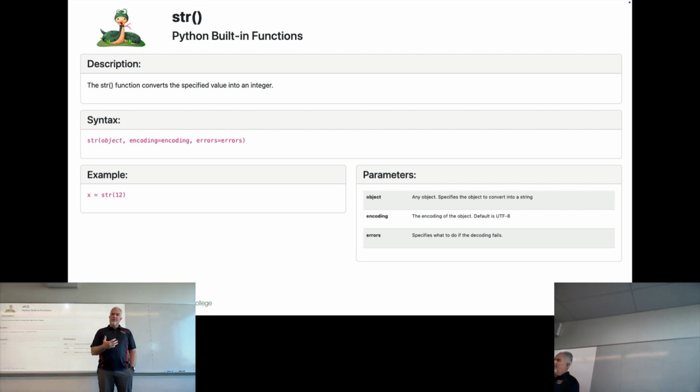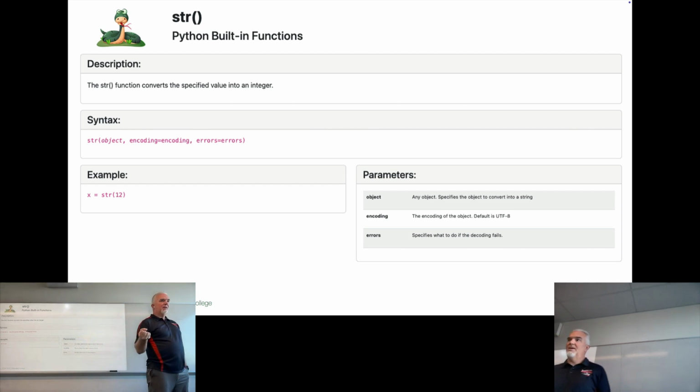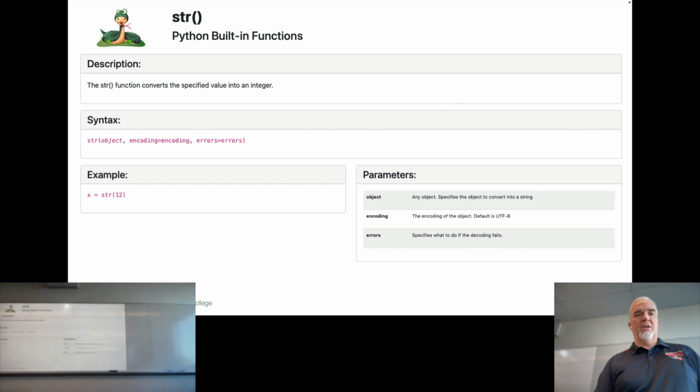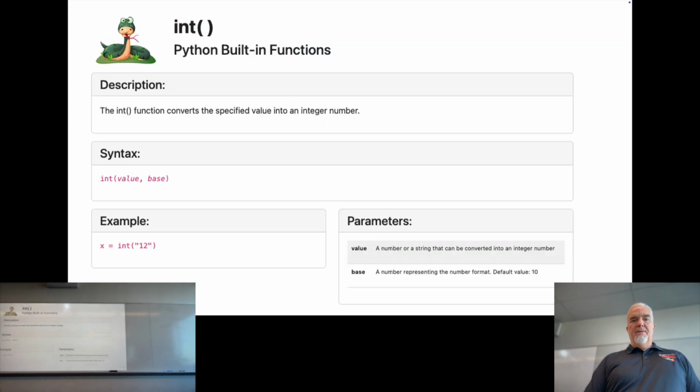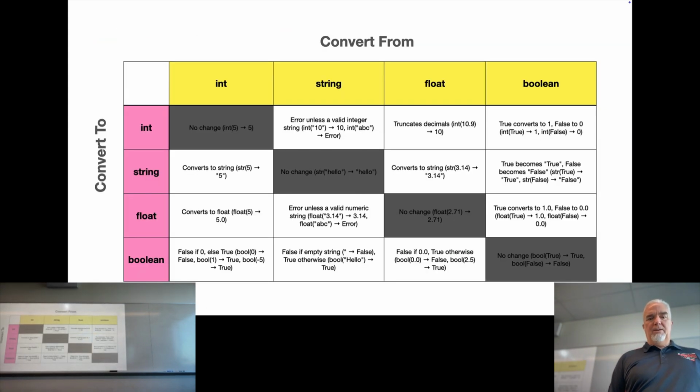Anything that is returned to me from a function or from Python itself, if I don't capture that and save it in a variable, or if I don't print it or do something else with it, then it just goes away. So that's important to remember for float, for string, for int. There's also one for Boolean conversions.